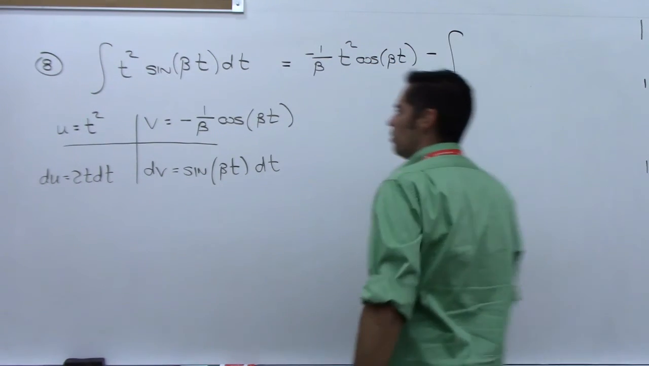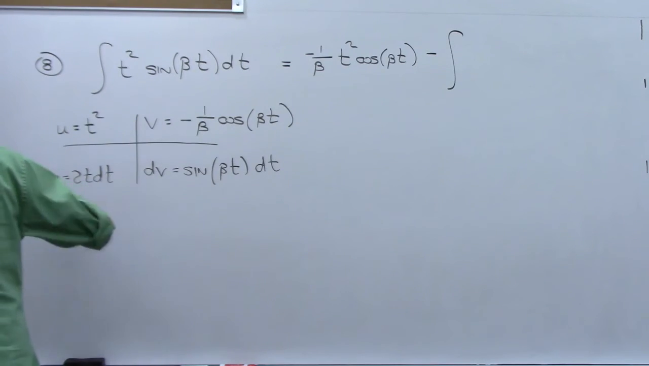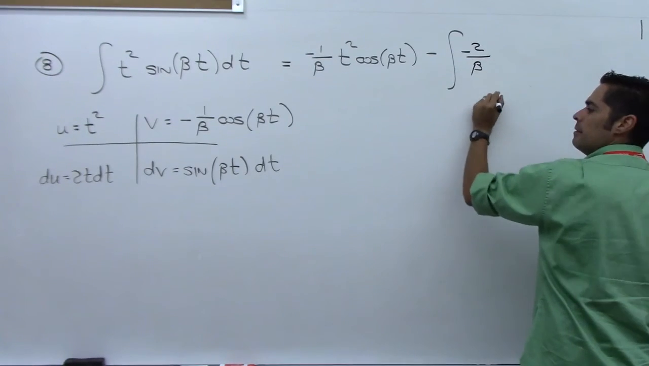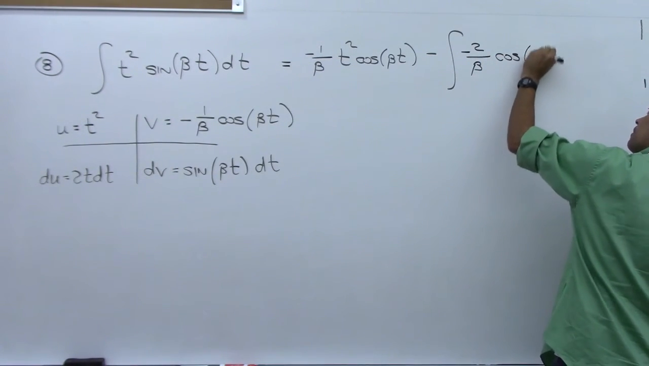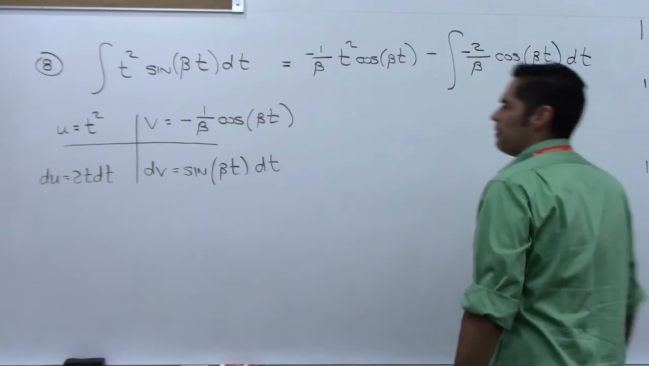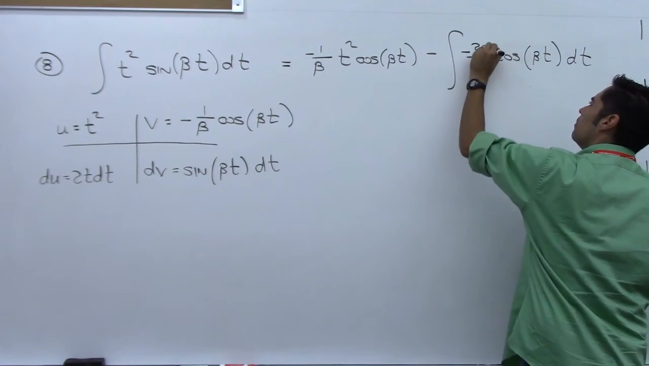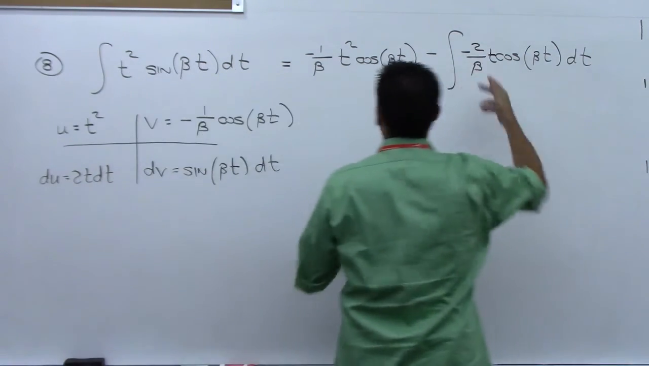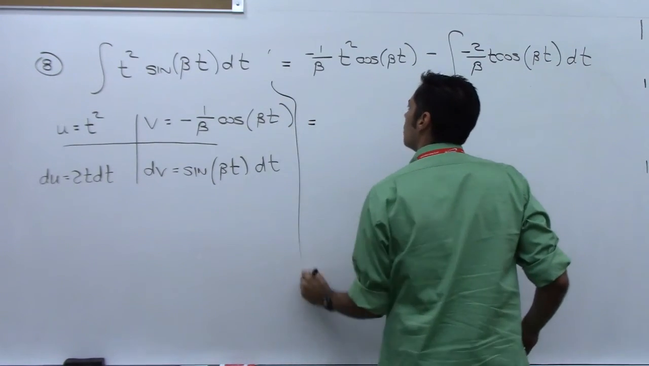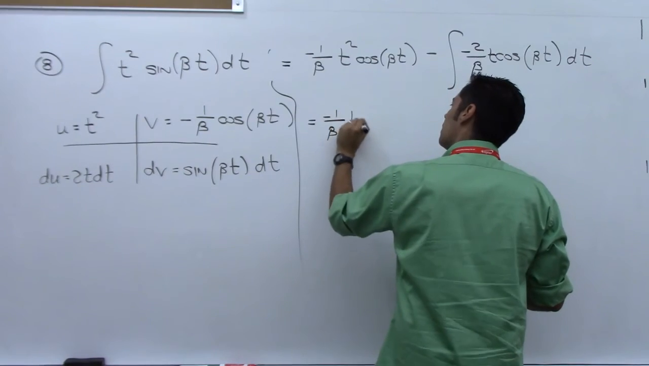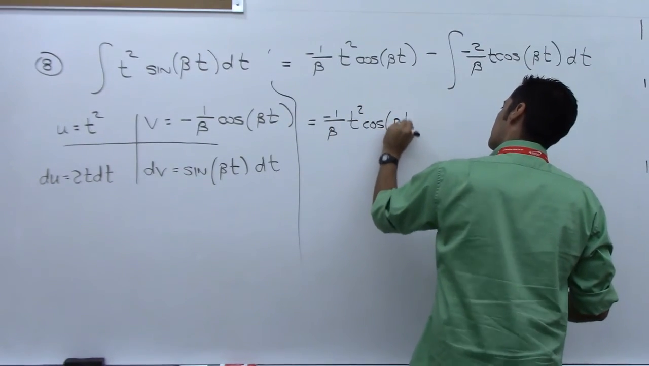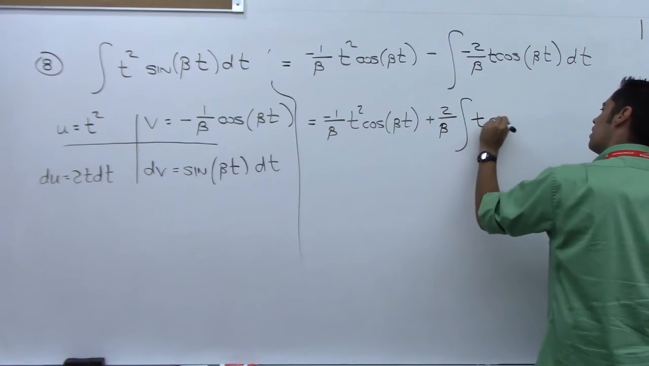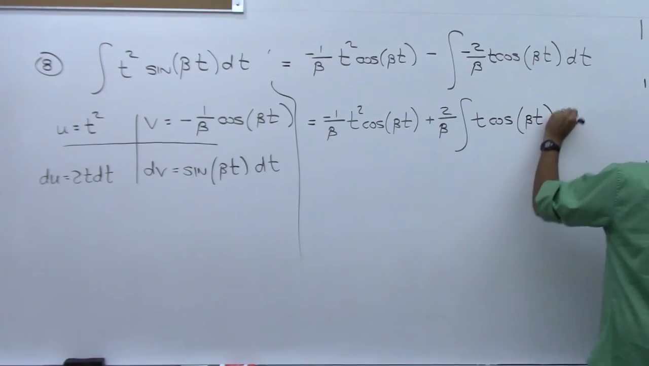minus integral voodoo, which is this times this. And so we have a negative 2 over beta cosine beta t dt. I forgot my t. There we go. So that t right there. And I'll pull the negative 2 over beta out. So negative 1 over beta t squared cosine beta t plus 2 over beta integral t cosine beta t dt.